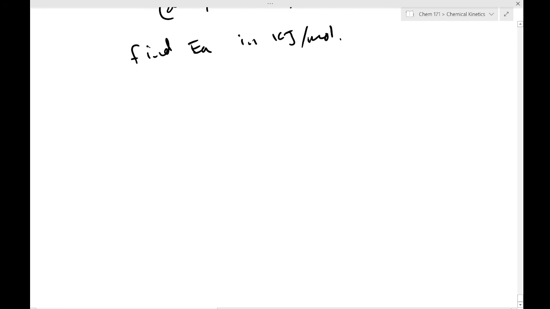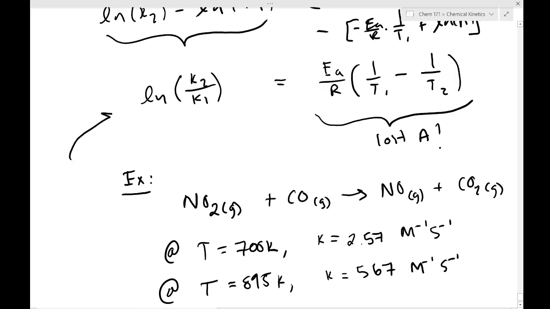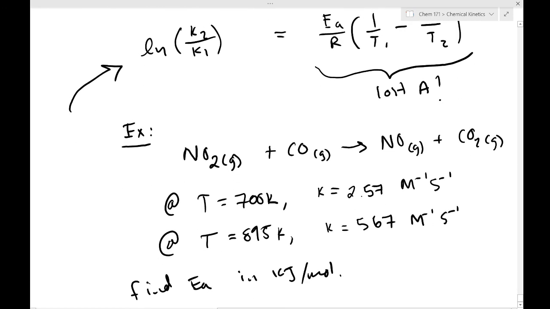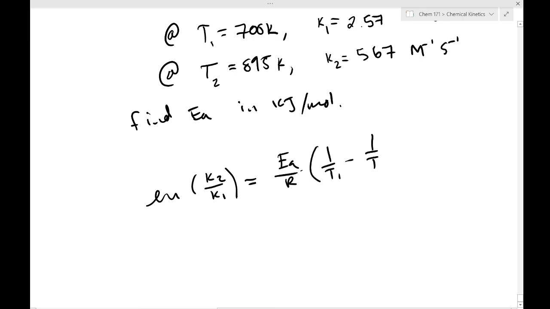Let's see. All right, so the way that I'm going to set this up is I'm just going to use the two-point version that we have up here. Okay, I'm going to use this guy right here. I'm going to treat this as K2, and this is K1. This is T2, and this is T1, and just plug it into the equation above. So I have ln of K2 over K1 is equal to EA over R times 1 over T1 minus 1 over T2. Okay, so I just need to plug stuff into that.